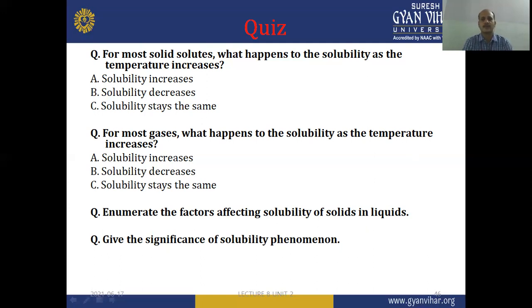So this is all about today's lecture. Please go through the chapter reading material and find out the different aspects regarding solubility.